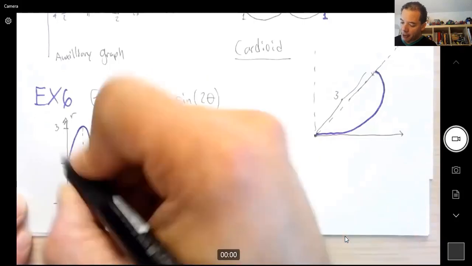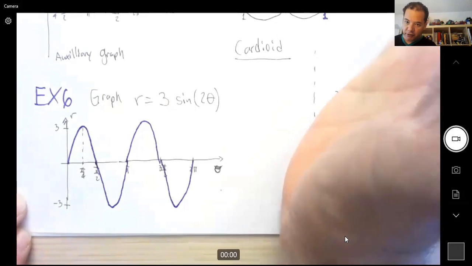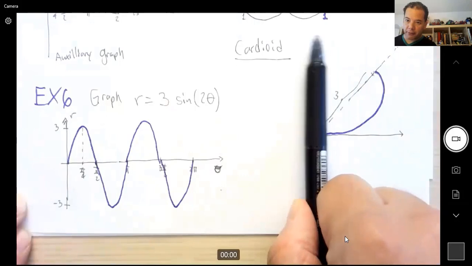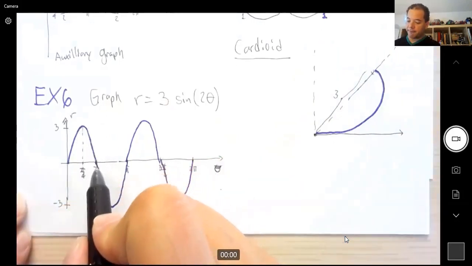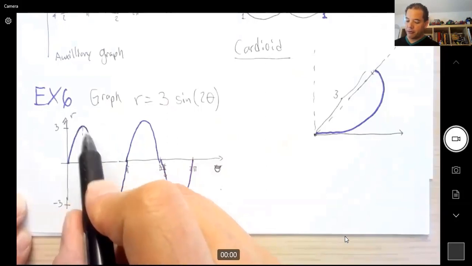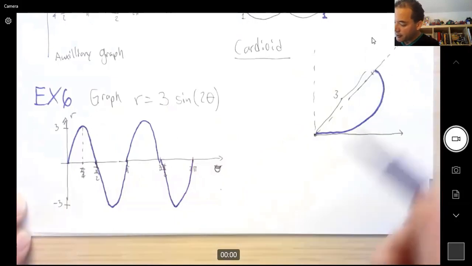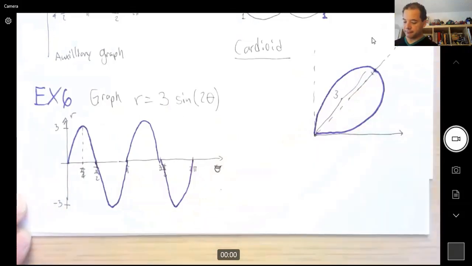Now what happens from pi over 4 to pi over 2? So now from here to here, when we sweep from angle pi over 4 to angle pi over 2. Well, now it's going to come down, right? The radius is going to go from 3 to nothing, from 3 to 0 again, in the same way as it went up, correct? So it's going to go like this. All right, so far so good.